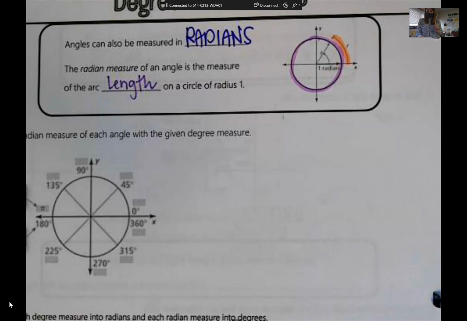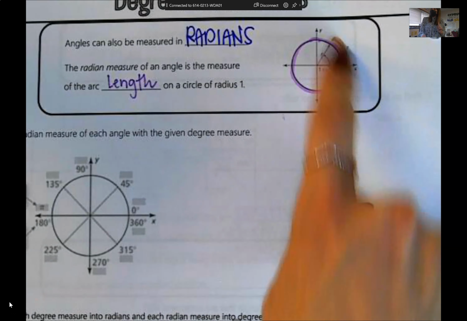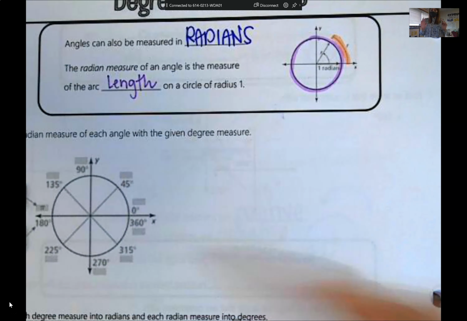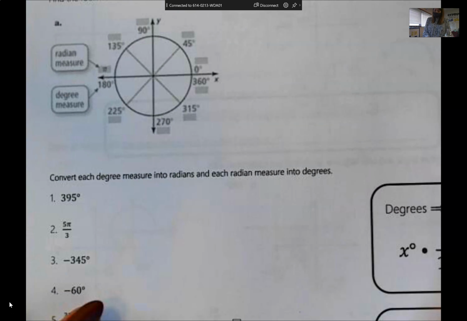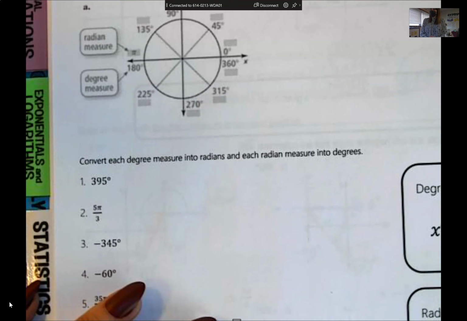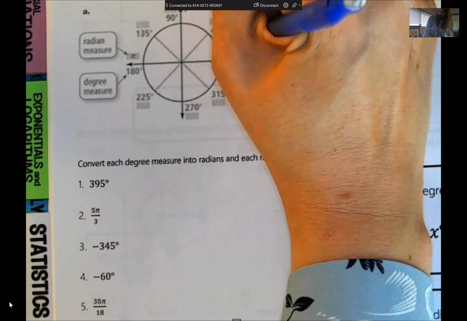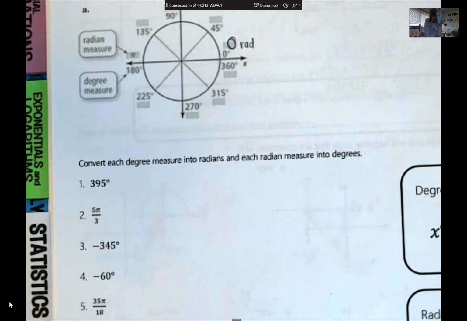So the angle, the degree, is inside. The radian is the crust of the pizza. So it's the same thing, we're just using different units of measure. Okay, so let's figure out what these degrees are in radians. So 0 degrees is the same thing as 0 radians. So we're just going to write 0. Sometimes radian is abbreviated rad, 0 rad.